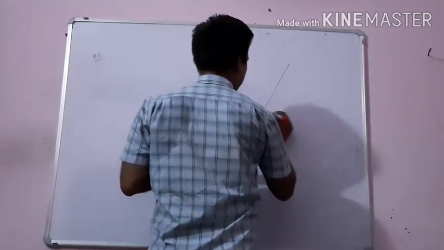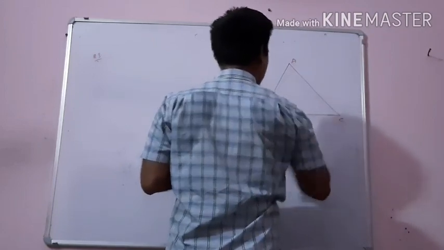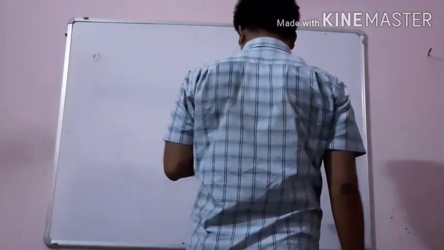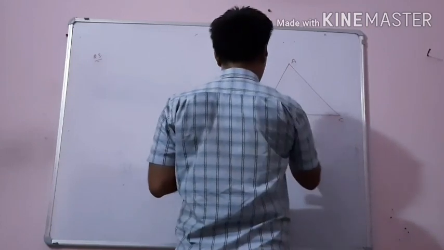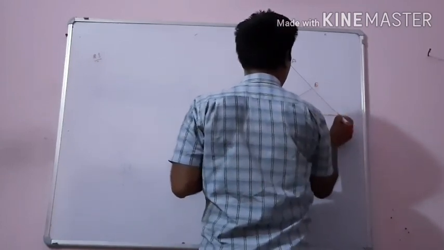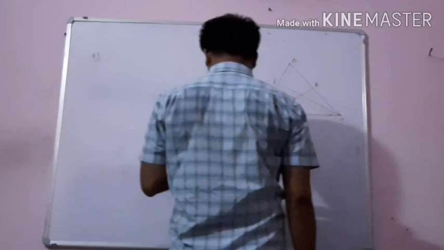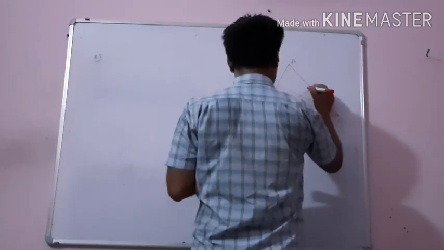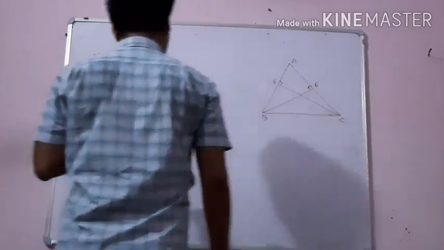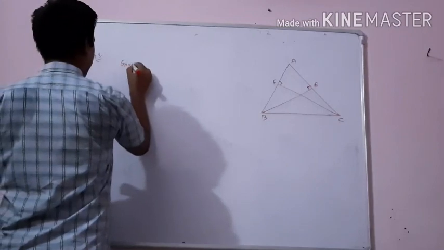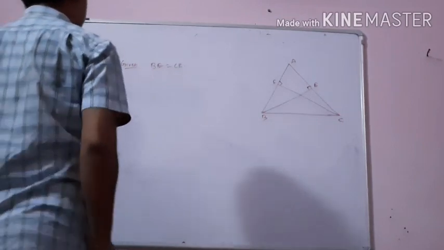So this is triangle ABC. Now what is given is that BE and CF are equal. BE is an altitude and this is also an altitude, which are equal. This is 90 degrees, this is also 90 degrees. So what is given? You can write BE equals CF.